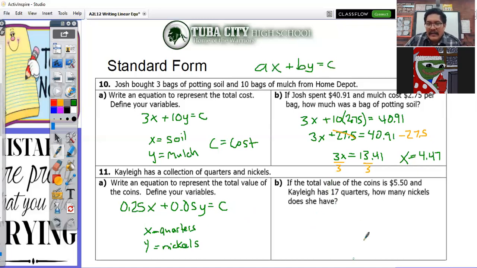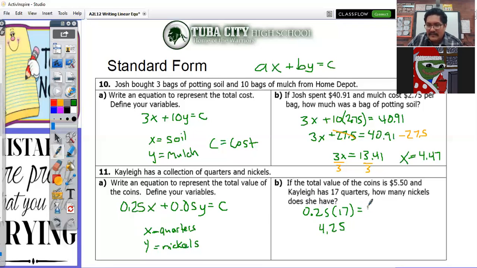All right, so here we go. We have the total value of coins is $5.50. Kaylee has 17 quarters, so how many nickels would she have? Okay, so we know how many quarters there are, so 0.25 times 17. So there are 17 quarters, so 16 quarters is $4. So that's about $4.25 worth of quarters.